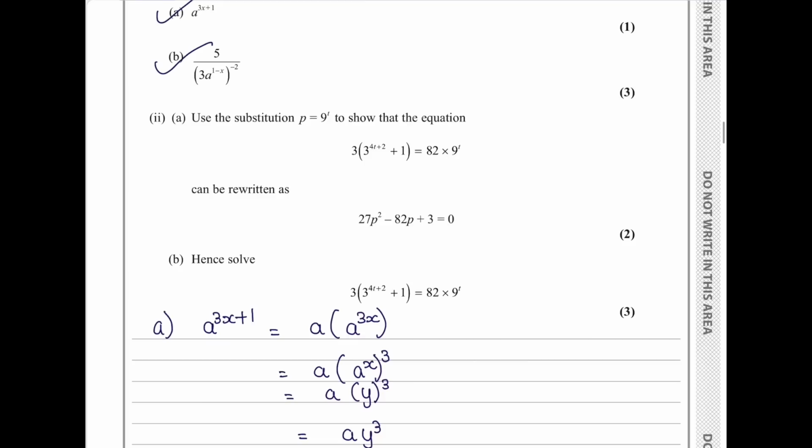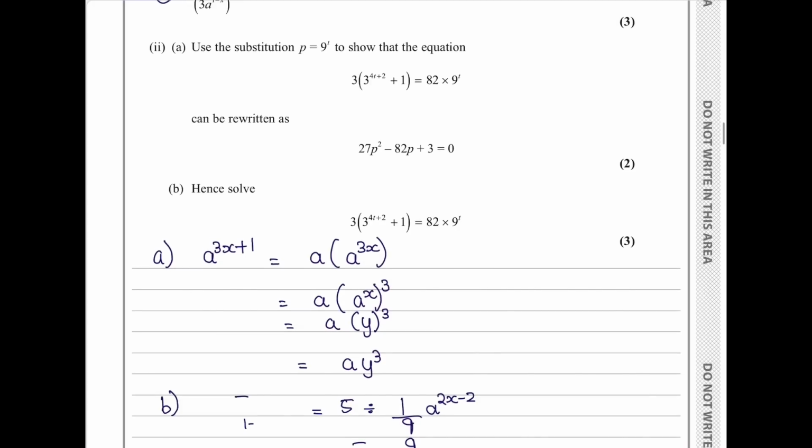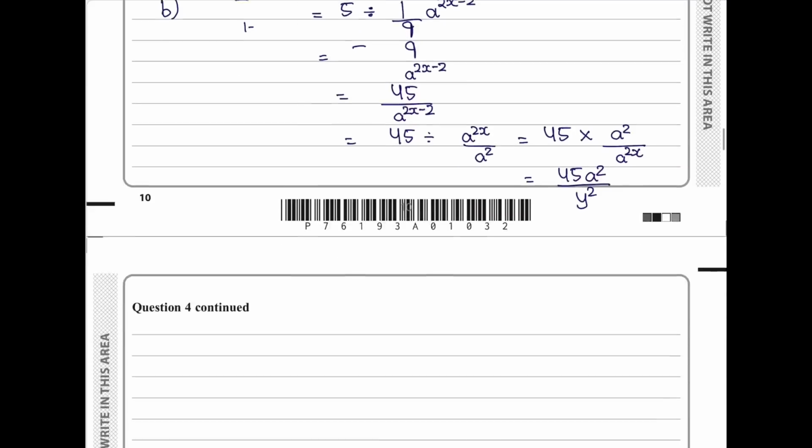Now we'll be moving to part 2, which has A and B again. Use a substitution p is equal to 9 raised to t to show the equation 3 into 3 raised to 4t plus 2 plus 1 is 82 into 9 raised to t can be rewritten as 27p squared minus 82p plus 3 is equivalent to 0. Alright, easy question. It's just a bit of logic.